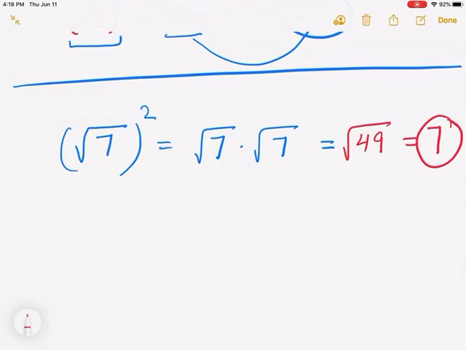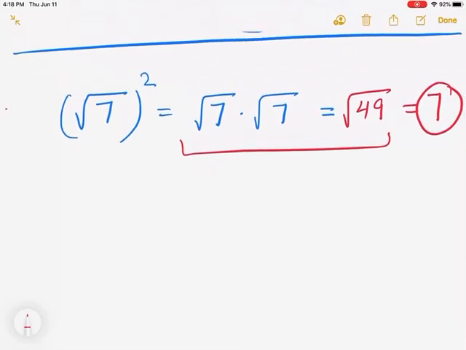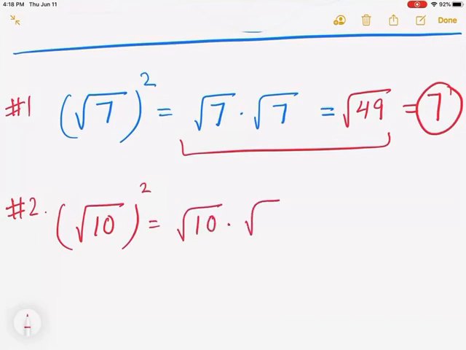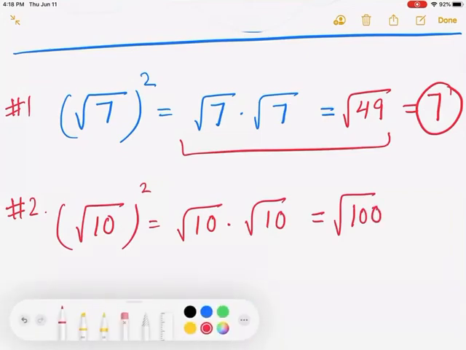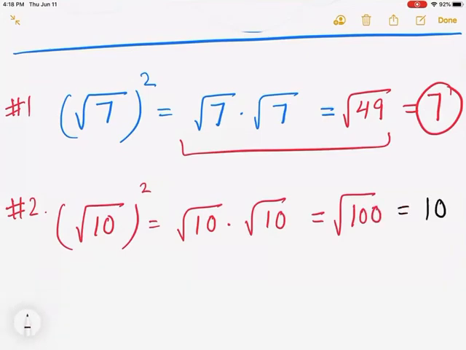Whoa, what just happened? I just did all this work to get something like this. Let me show you one more example and then we'll try figuring out the pattern. This is radical 10 and square. Let's do the same thing we did before. It's radical 10 times radical 10, multiplied together becomes radical 100, which is equal to 10. Whoa, now I know the pattern.